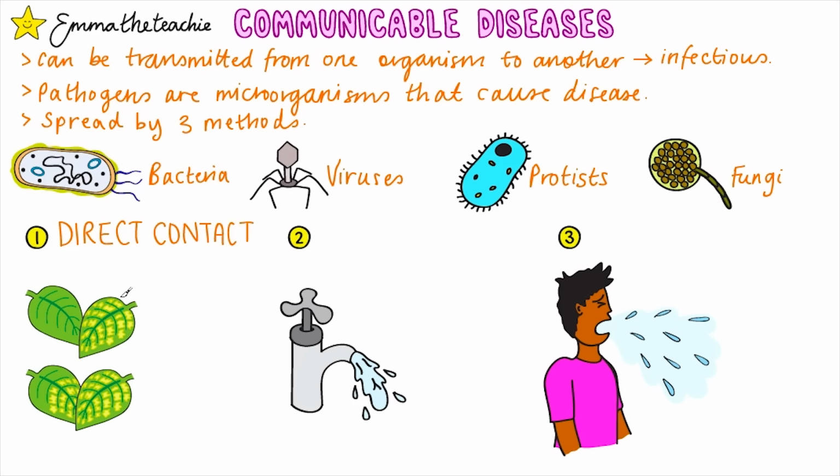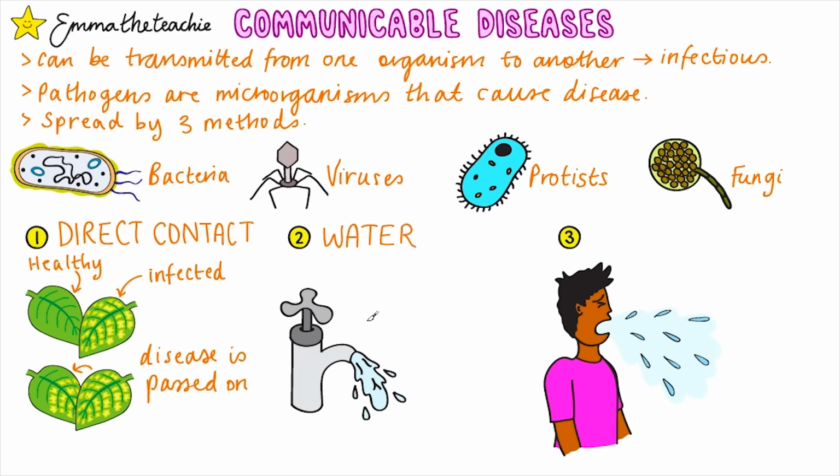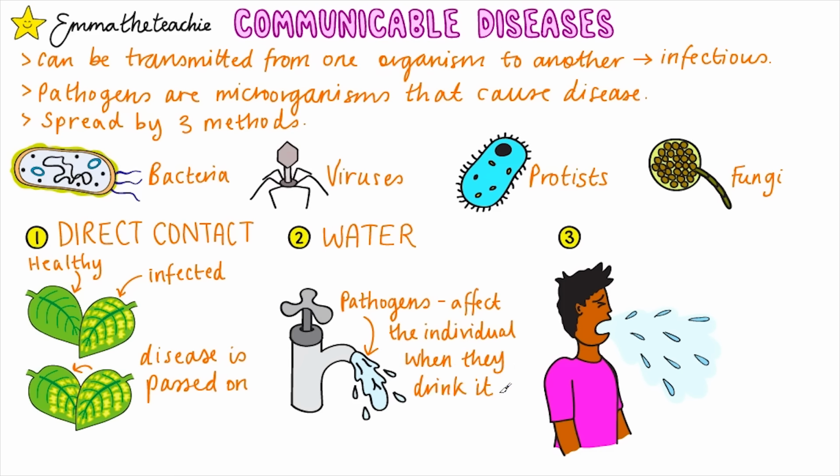This is when the infected individual directly touches a healthy individual, and this passes the disease on. This is very common in plant diseases, but can also happen in humans with things like STDs. Secondly, we've got water. Some pathogens can spread in the water and infect the individual when they drink the contaminated water. It enters the body through the digestive system.